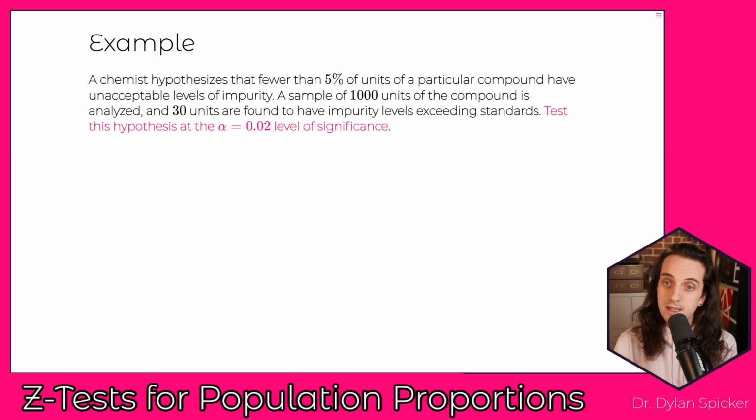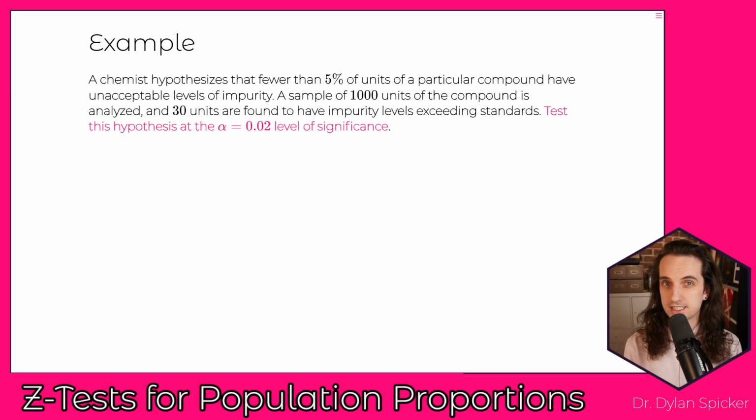The third example that we're looking at here has a chemist, and they're hypothesizing that fewer than 5% of units of a particular compound have unacceptable levels of impurity. So they take a sample of 1,000 units of the compound and analyze them and find that 30 units are found to have impurity levels exceeding standards. They want to test the hypothesis at the 2% level of significance.